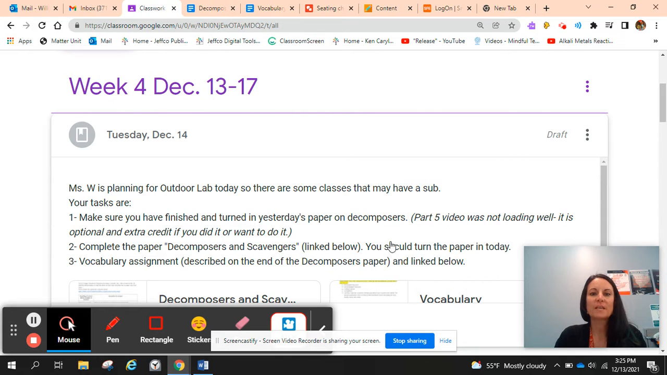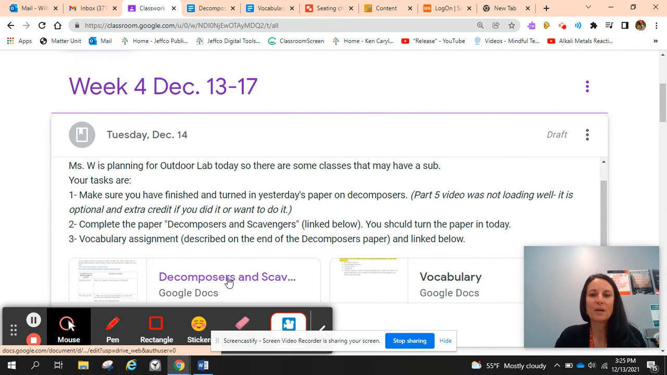Number 2, there is a document linked here below and a paper copy in class called Decomposers and Scavengers. This will be our last day with it. And then number 3, a vocabulary assignment, pretty straightforward.